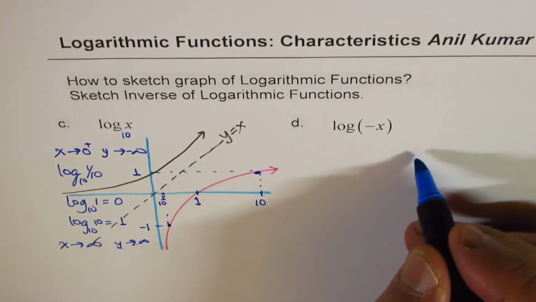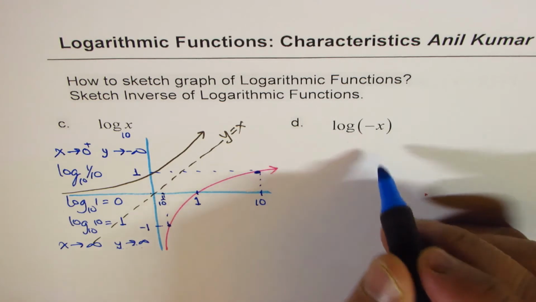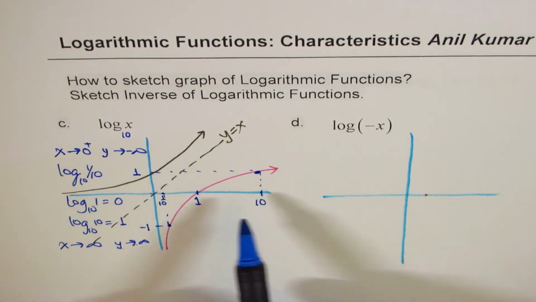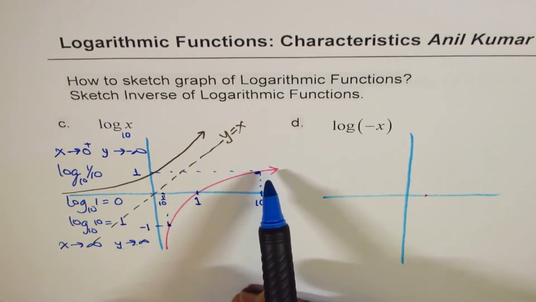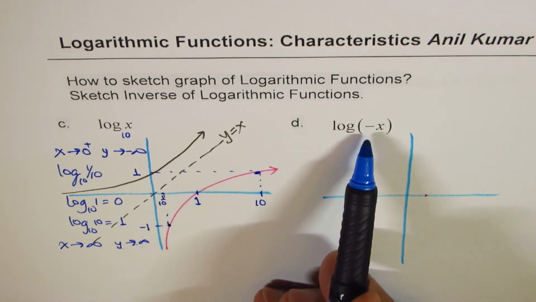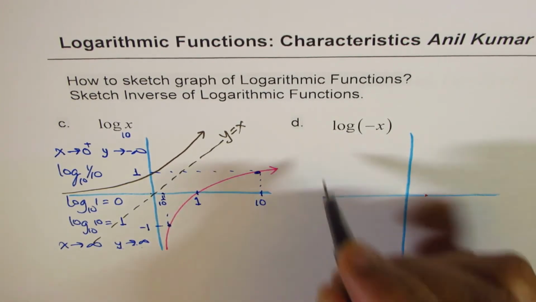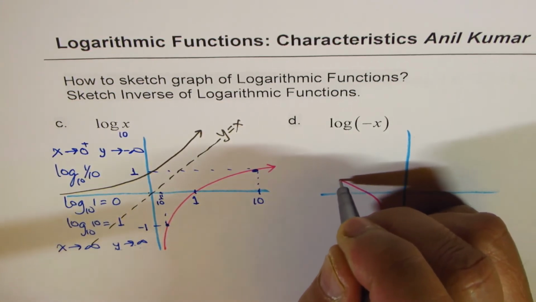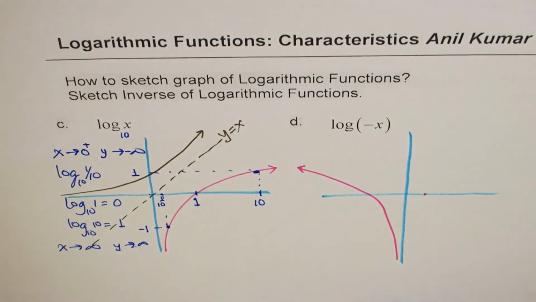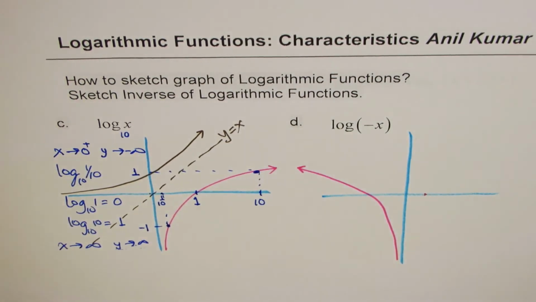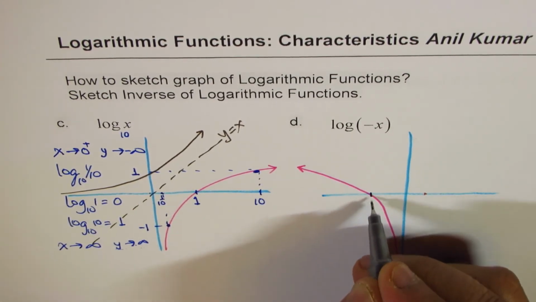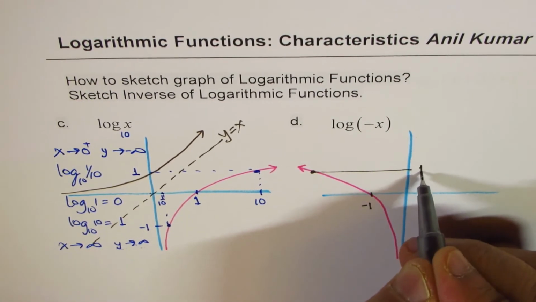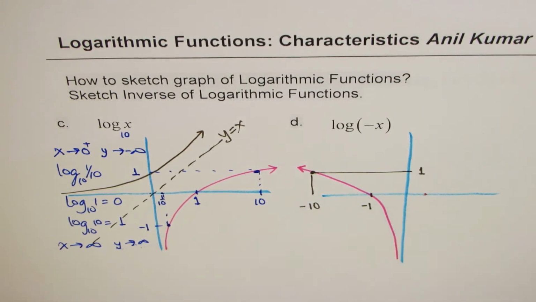Now let me take up the next example, which is log of minus x. Now applying the transformation rules, since we have the same base, it will look like the same graph as shown here, except that this graph will now be reflected on the y-axis, and what you're going to see is kind of like this. Is it okay? So that becomes the graph for log of minus x, where this point will be at minus 1, and a point here where the x value is going to be minus 10.